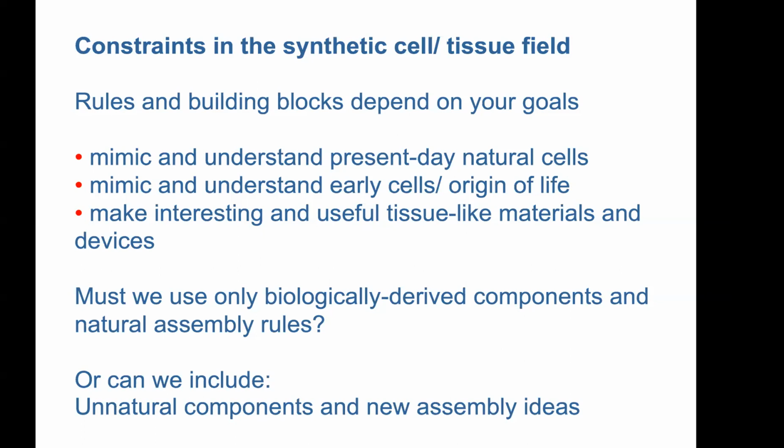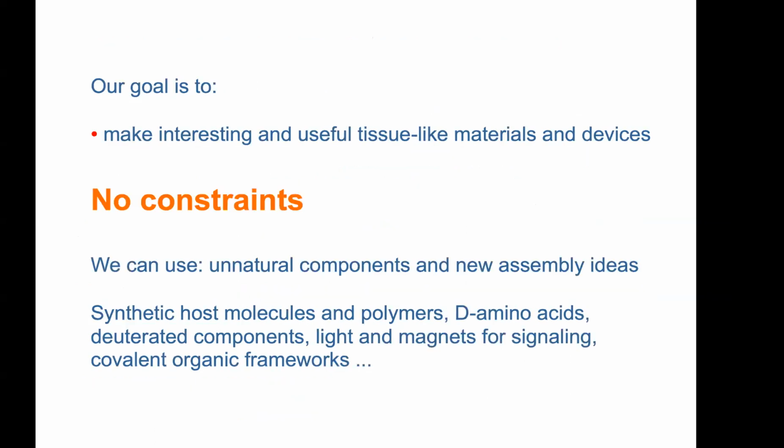And so we can ask whether we have to rely on biologically derived components and natural assembly rules, or can we use unnatural components and new different assembly ideas? And I would just say in our lab, just to reiterate, we're just interested in making interesting tissues, and we don't put any constraints on what we can use to build our cells and ultimately our tissues. So we can use any unnatural materials and put them together in any way that we want to achieve our goals.